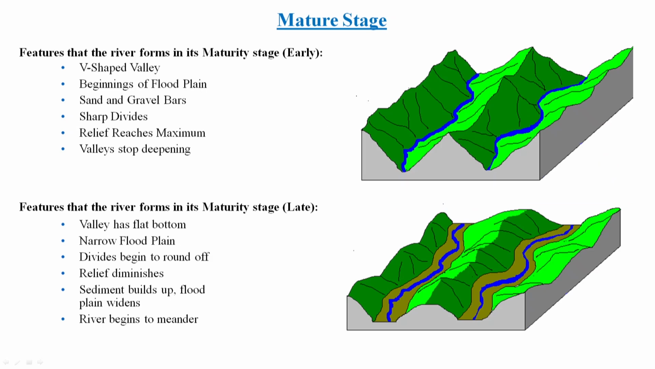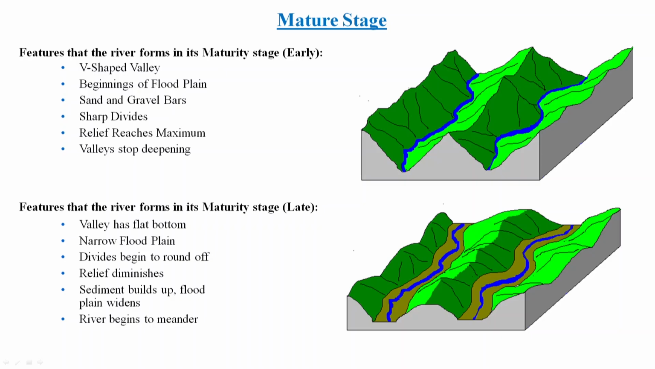Then in the mature stage as well, there are two subdivisions. One is the early mature stage, another is your late mature stage. So in the early mature stage, you will get V-shaped valley, beginning of your floodplain, sand and gravel bars, sharp divides, valley stops deepening. So there is no more formation of any gorge or very deep valley. Relatively, the depth of the valley will decrease. And then in the late stage of a mature river, again valley has flat bottom, narrow floodplain, divide begins to round off, relief will decrease.